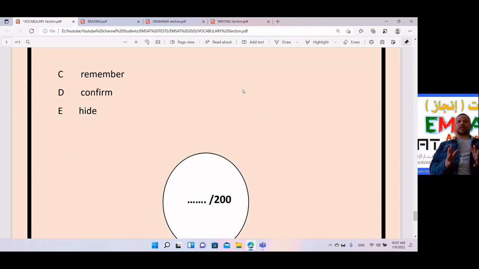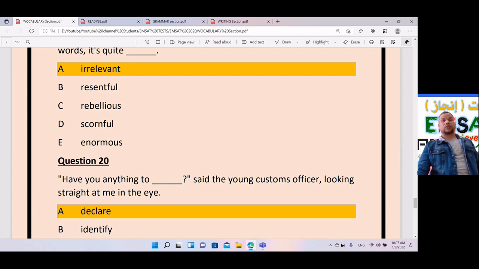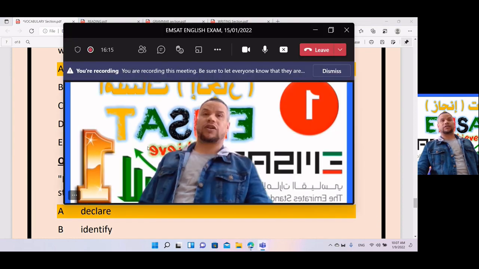Now, this section is the vocab section. 20 questions. Each question is 10 marks. That means 200 marks for that reading section, the vocab section. 20 questions for the vocab section. So this is an important section, and I want you to understand this point by this one.